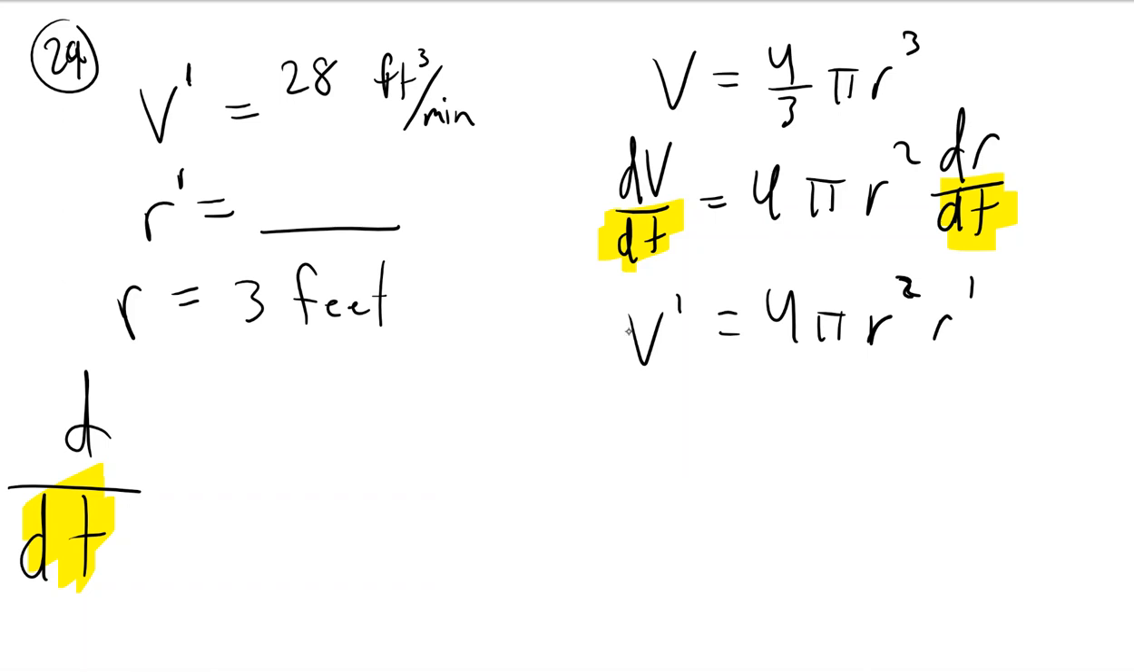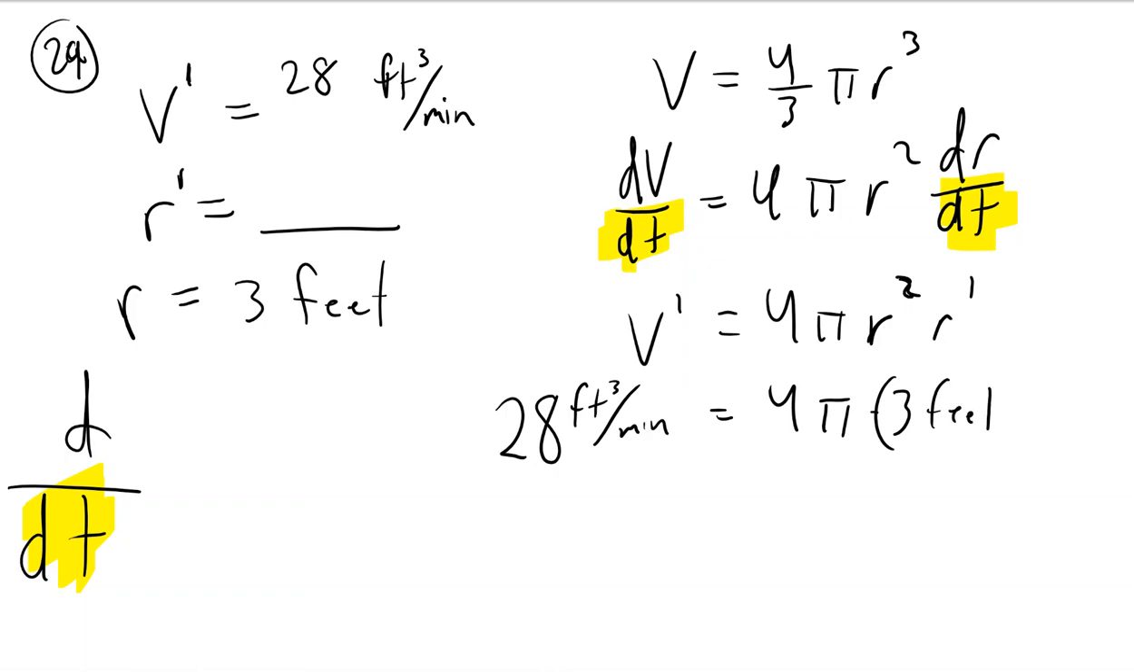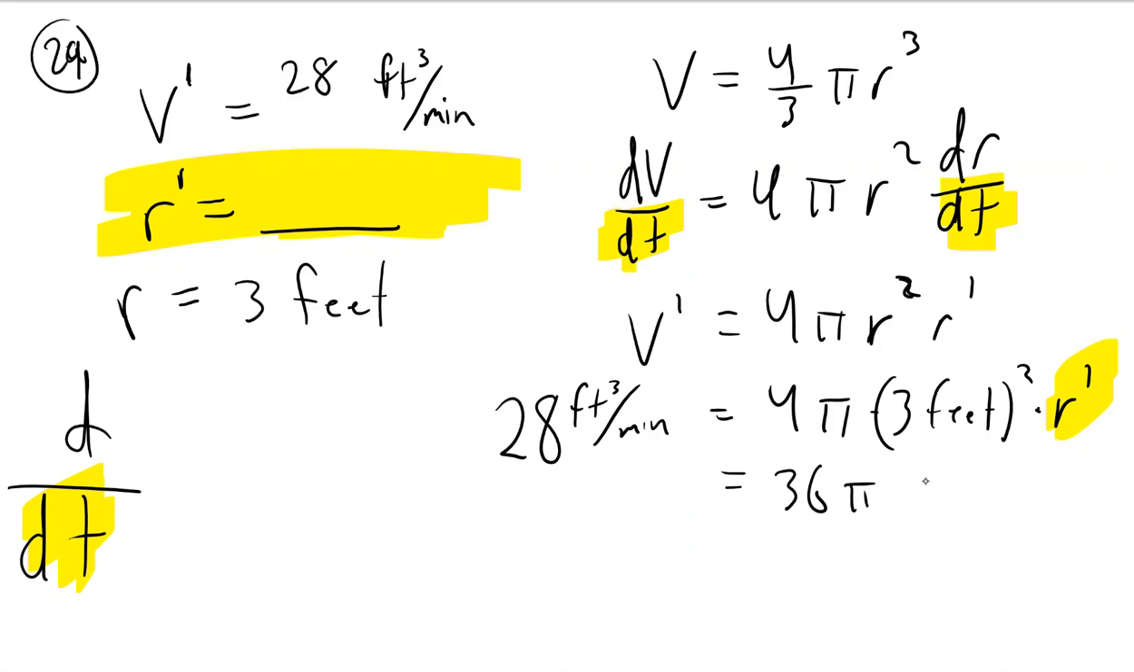But for this question, we know what V prime is. 4/3 and pi are just numbers. We know what we want R to be. And the only thing we don't know is R prime, which is good because that's what we're searching for. So now we have an equation that we can finish solving here. So 3 squared would be 9, times 4 would be 36, feet times feet would be feet squared.